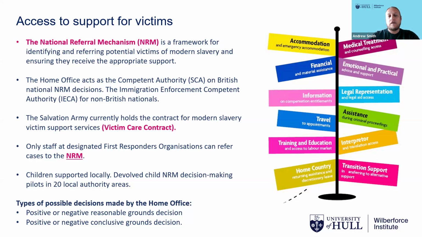Around the country, there are 20 local authority areas that are part of a devolved pilot for them to be able to make NRM decisions locally rather than waiting for the Home Office to make that decision for that child. Within those areas, those local authorities are able to make decisions much quicker based on evidence and information that they hold locally about whether they believe that child has been exploited or not, but also what support needs to be put in place immediately following that referral and that decision as well.